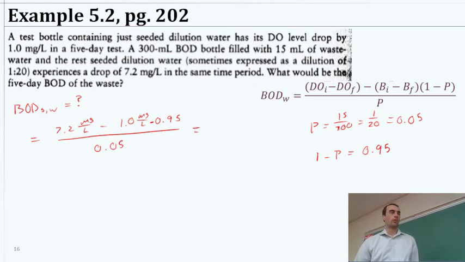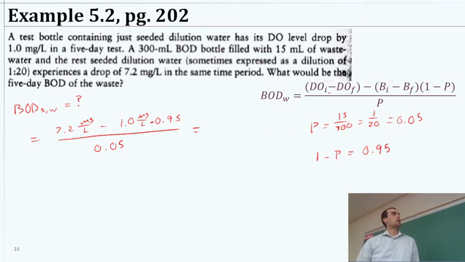Okay, so for this problem, first of all, you had P given as a ratio 1 to 20, so you probably ought to recognize that's 1 divided by 20, or you just do the 15 divided by 300. And when you do that, that's essentially 0.05. And then you can do 1 minus that, so 1 minus P is 0.95. So that gives you a couple of the values you're going to need.